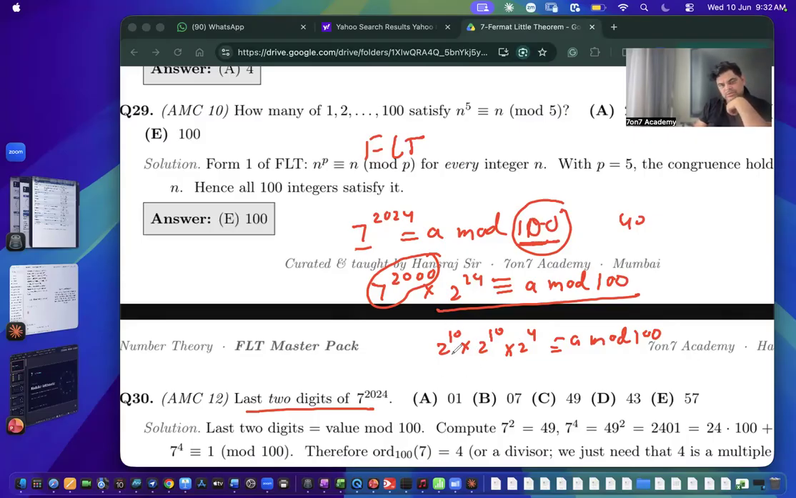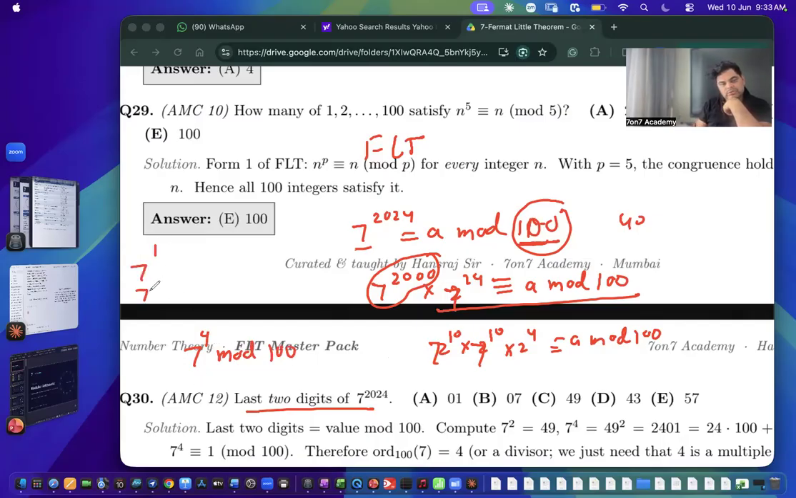How did 2 come? Sorry, it is 7. But this won't work, and you haven't studied that theorem. What is the cyclicity of 7? You can try 7 to the power of 4 mod 100, which is 1. That I know.